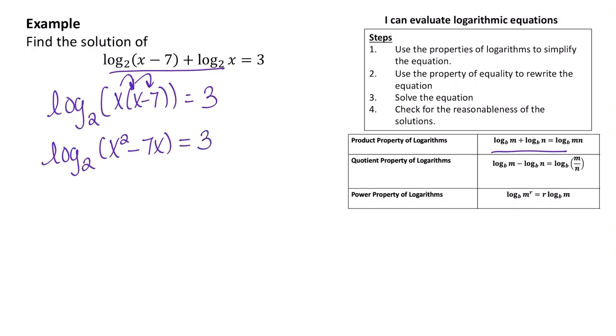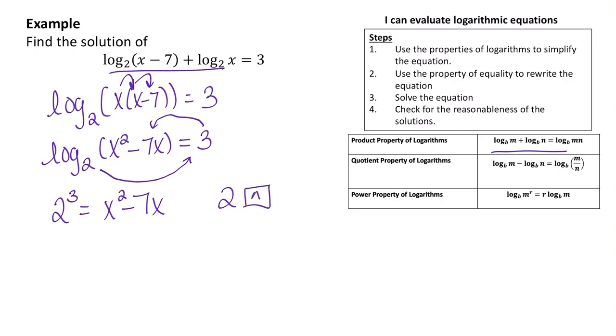and that equals 3. Now, to solve this equation, I'm going to use the exponential form. I'm going to do 2 to the third equals x squared minus 7x. 2 to the third I can just do on my calculator, so that's 2 caret 3, which equals 8. So I have 8 equals x squared minus 7x.